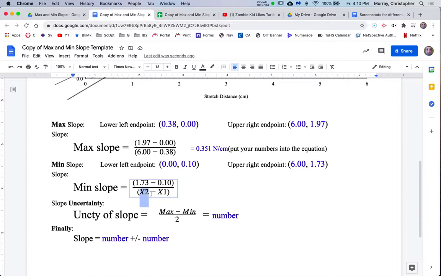The x's are just 6 minus 0, right? Okay, did I do that right? I'm just double checking my work here. This minus this divided by this minus this. Rise divided by run. So now left parenthesis 1.73 minus 0.1, right parenthesis divided by 6 minus 0. And that is 0.272.